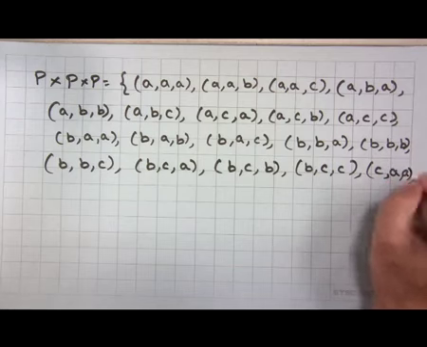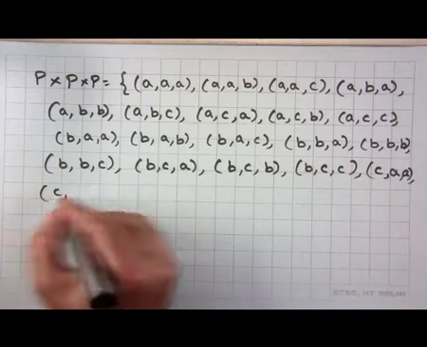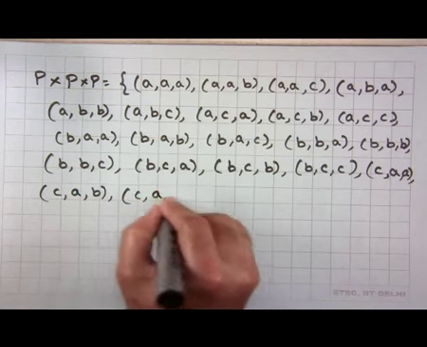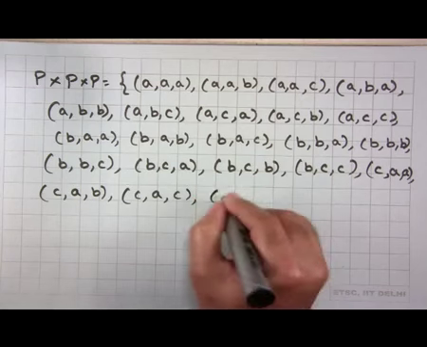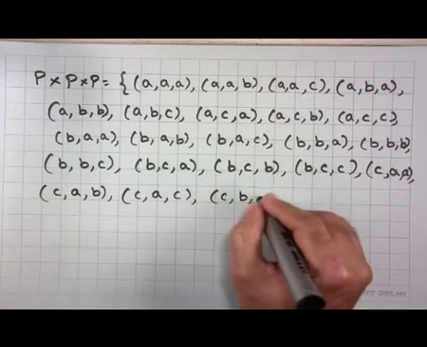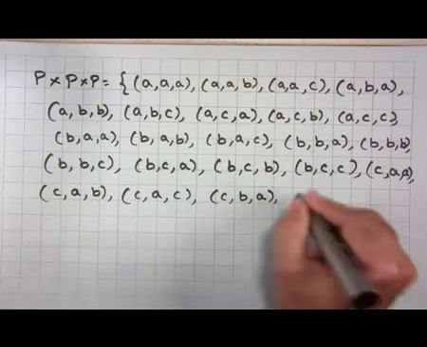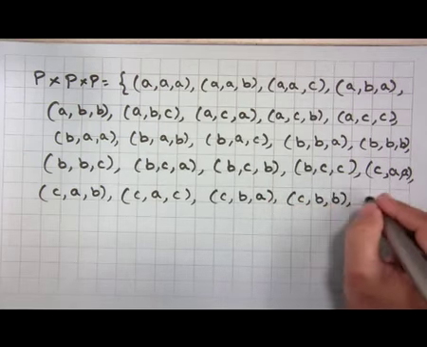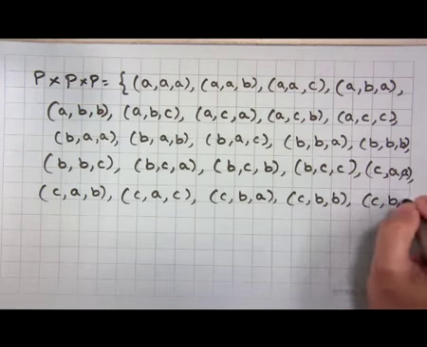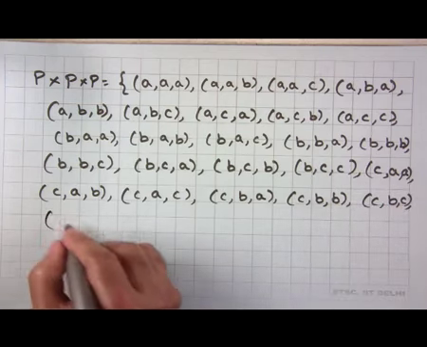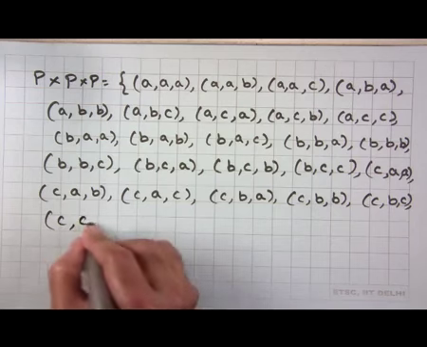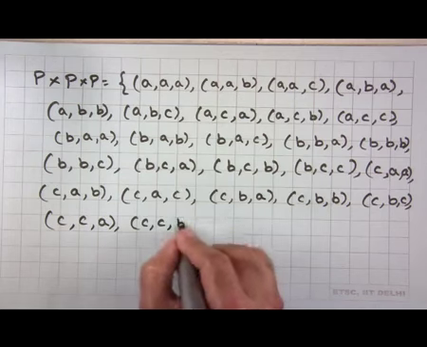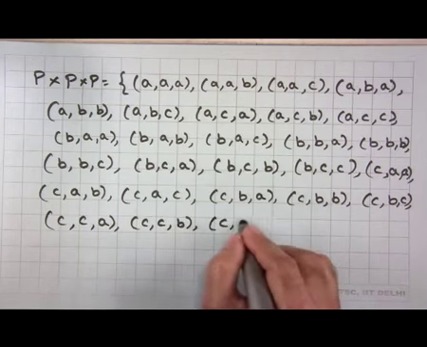CAA, CAB, CAC, CBA, CBB, CBC, CCA, CCB, and the last one CCC.